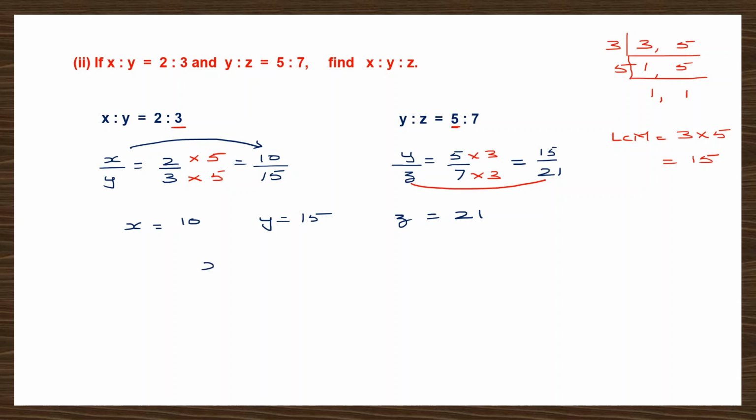Let's write it in the form of a ratio. X is to y is to z will be these numbers, that is 10 is to y is 15 and z is 21. So what is our answer? 10 is to 15 is to 21. Now this cannot be reduced to the lowest term, so this is our final answer.